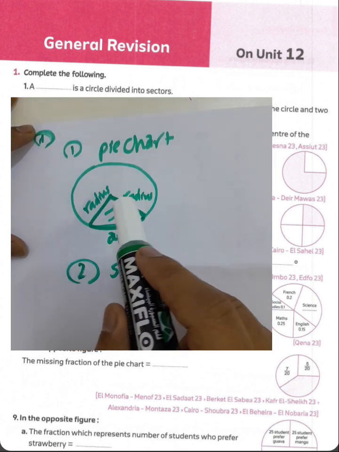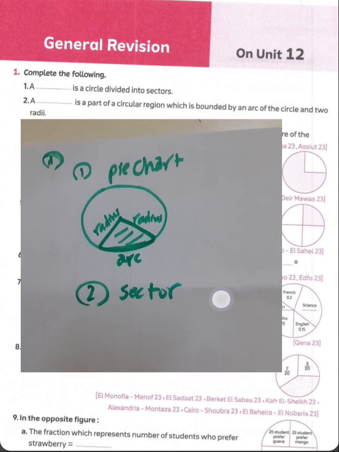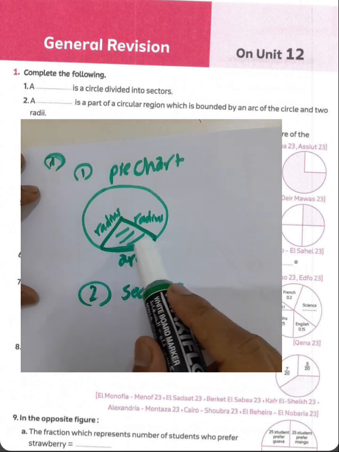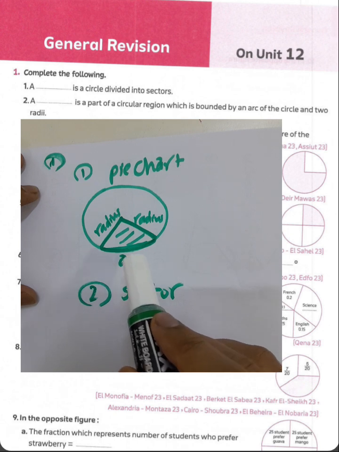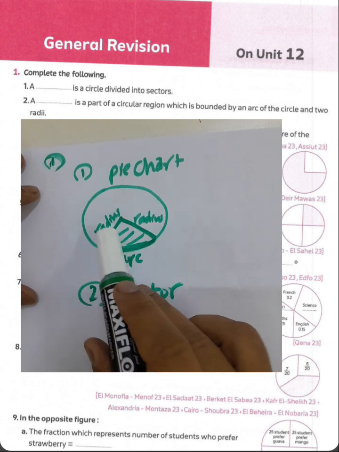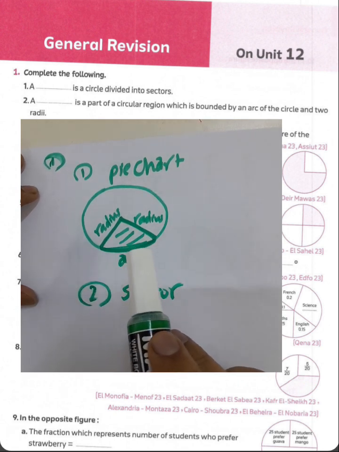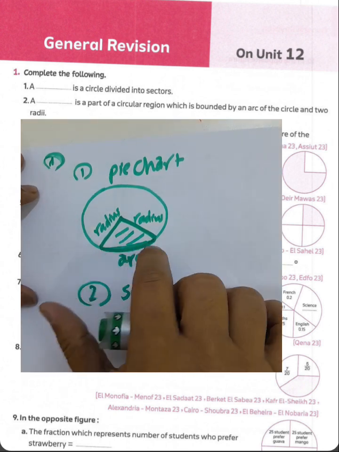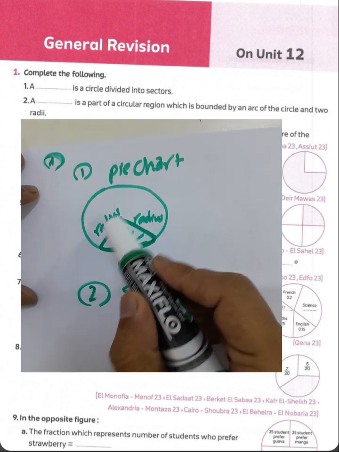We have here two sectors, okay? And what about the sector? Question number 2. A sector is a part of a circular region which is bounded by an arc. This curve we call an arc of the circle and the two radii. Again, the sector is a part of a circular region bounded by an arc of the circle and the two radii. This line segment we call a radius.